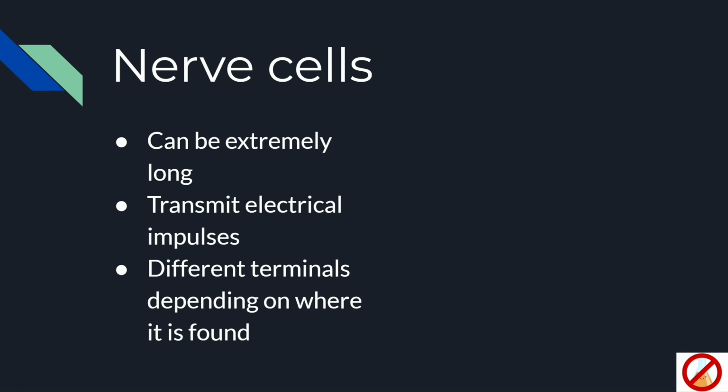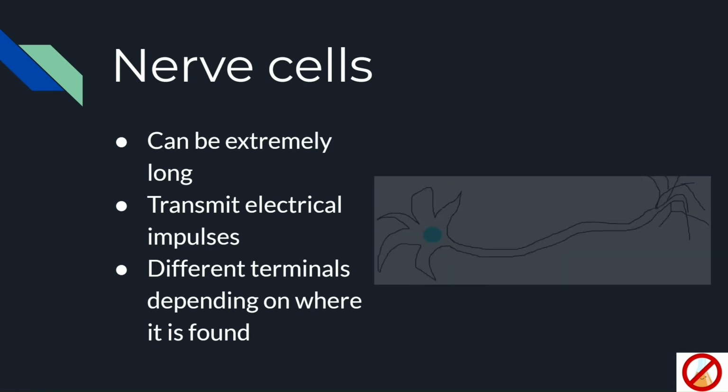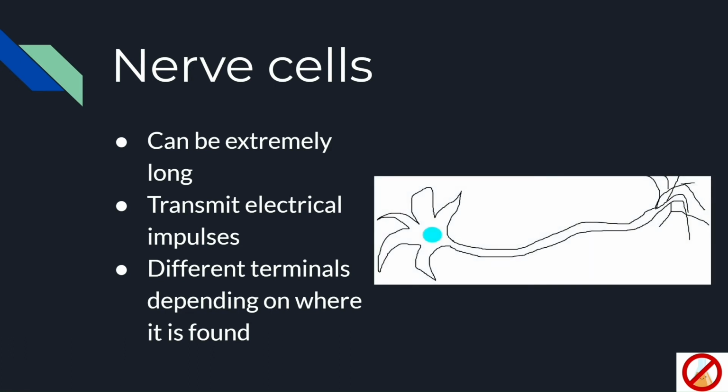And usually it depends on where it is. So it depends on where the cell actually is. The structure might be slightly different, and it's really long. Basically, imagine a nerve cell connecting from the end of your toe to your thigh, that could be at least a meter long.